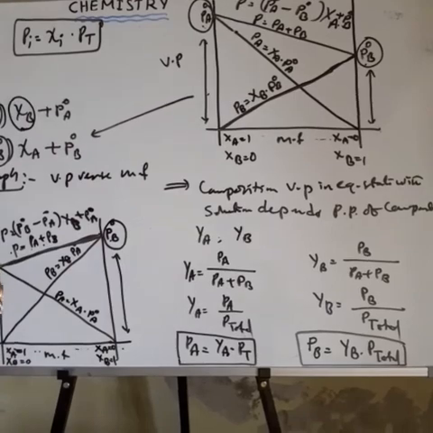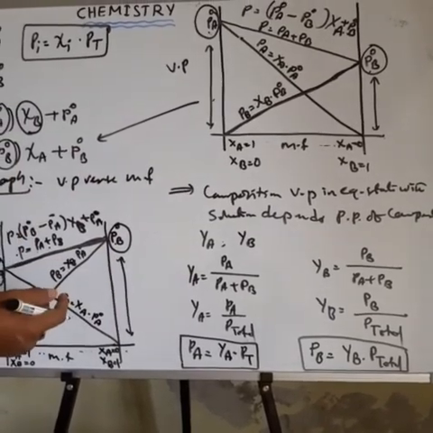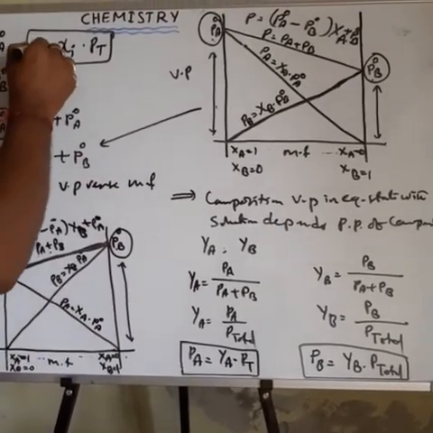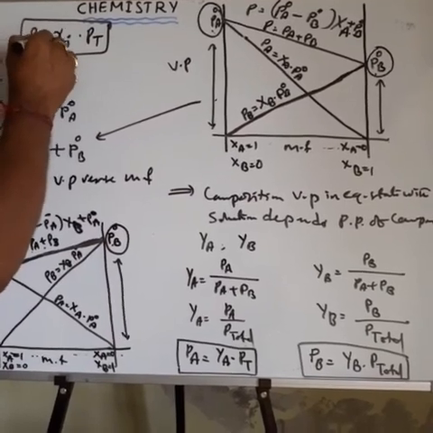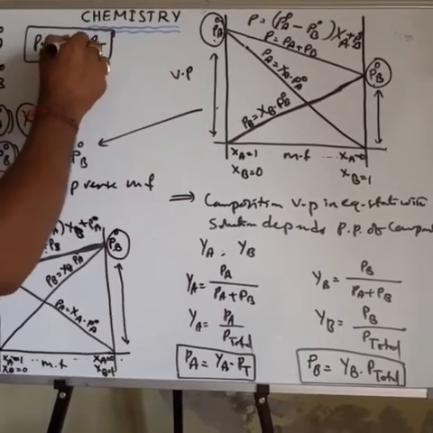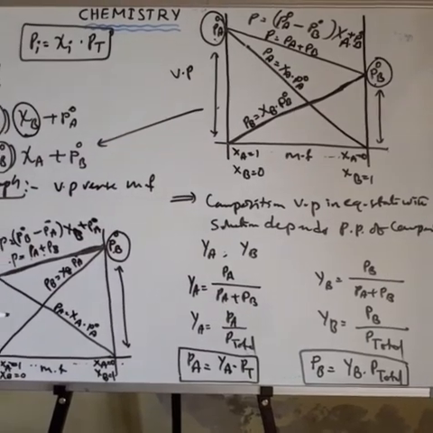For a solution containing more volatile components, the partial pressure of one component, the ith component, is equal to the mole fraction of the ith component into the total pressure. So this is about this concept.